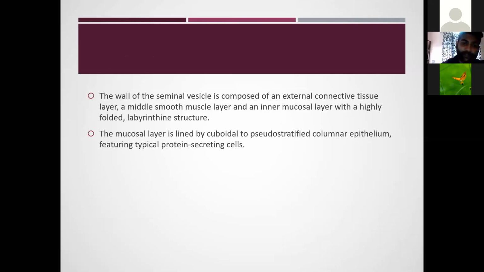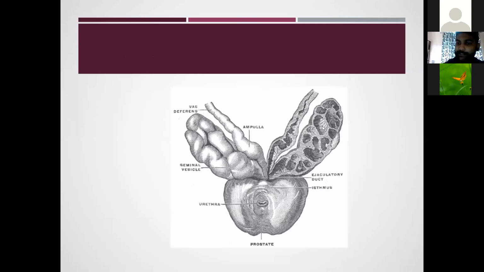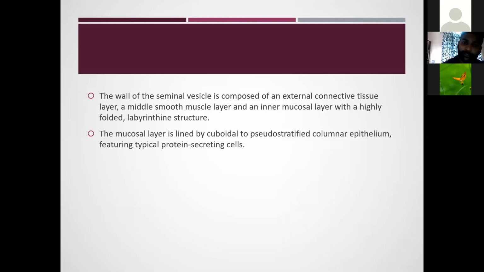Then the wall of the seminal vesicle is composed of an external connective tissue layer, then a middle smooth muscle layer, and an inner mucosal layer. It is highly folded, labyrinthine in structure. Labyrinthine means a maze-like structure.